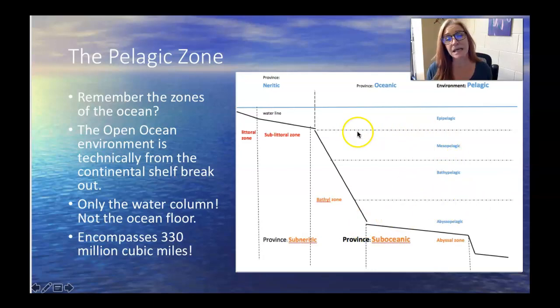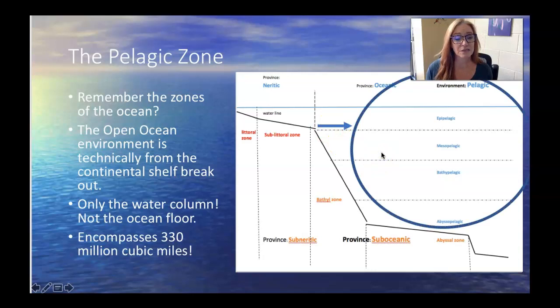Okay, so technically, it goes from the shelf break of one continent out, encompasses all of the zones of the ocean in the pelagic environment, and it stops at the other end of the ocean at the next continental shelf break. Okay, so that's the pelagic environment. That is the ocean. It encompasses 330 million cubic miles on the planet. Sounds like an awfully large number, like an inconceivably large number. It's most of the planet.